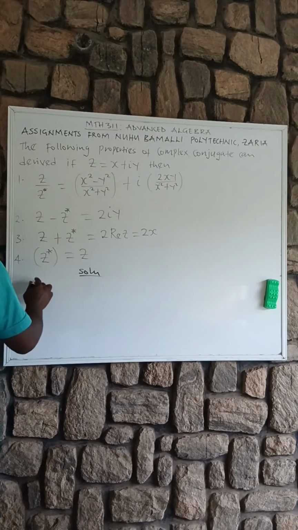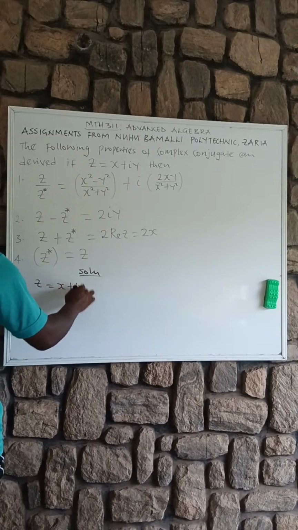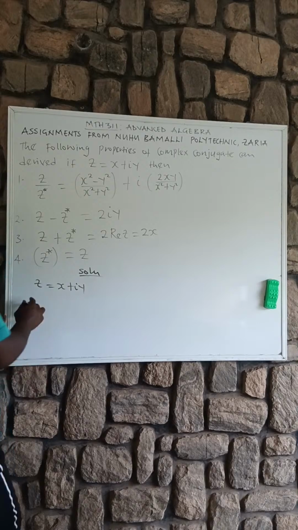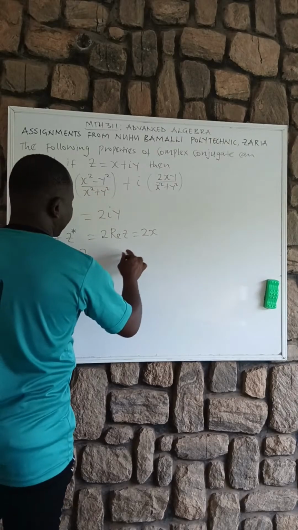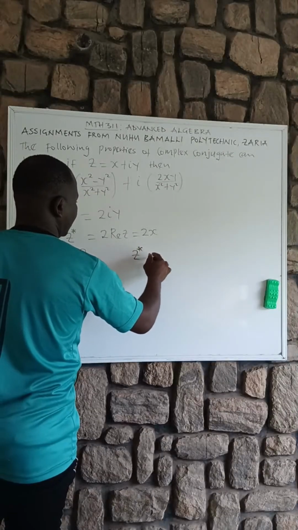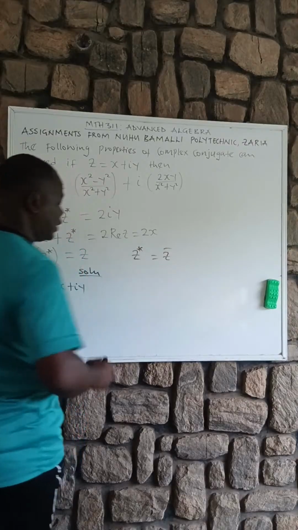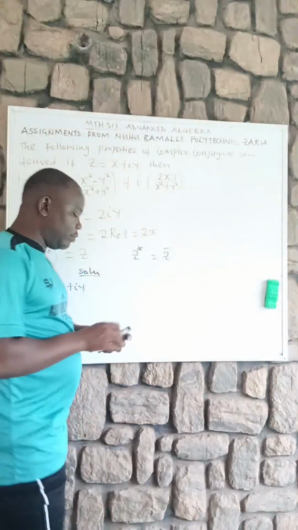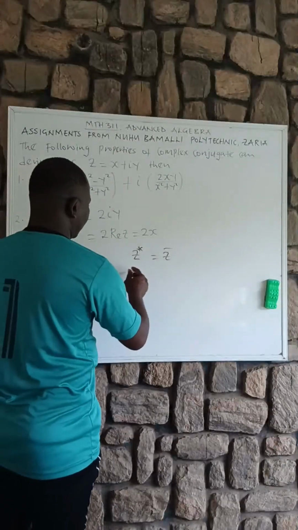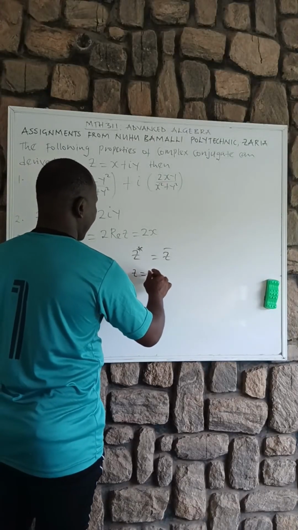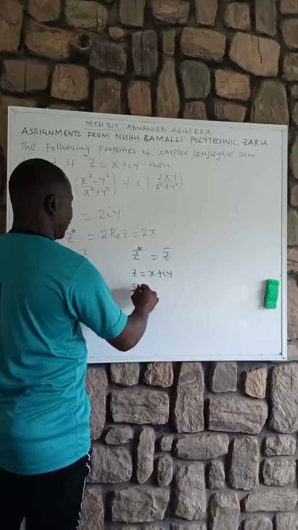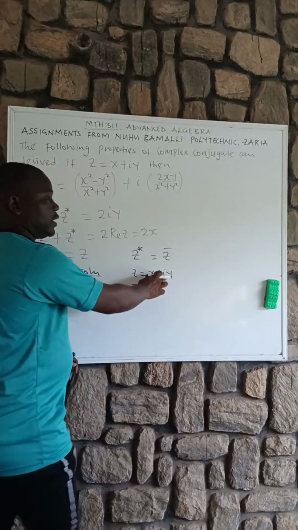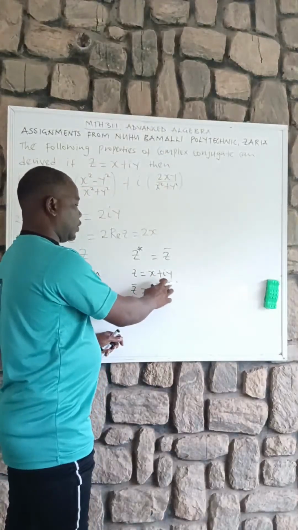If z is equal to x plus iy, it means prove that z over z star is equal to this. It's simple as ABC. You know, z star is the same thing as z conjugate. What do you mean by conjugate? It means if you have been given z equals x plus iy, this implies that z conjugate will now be equal to x.